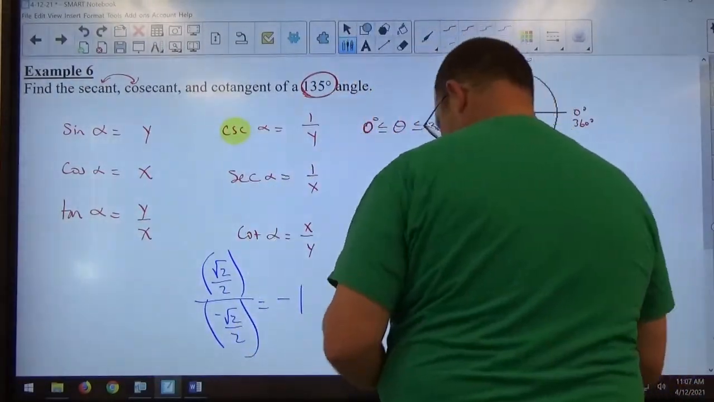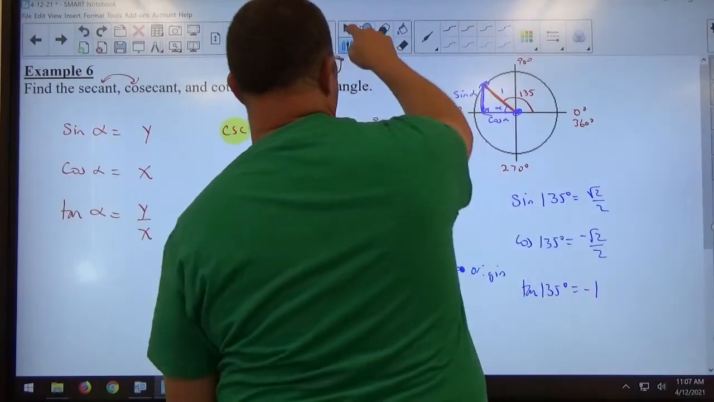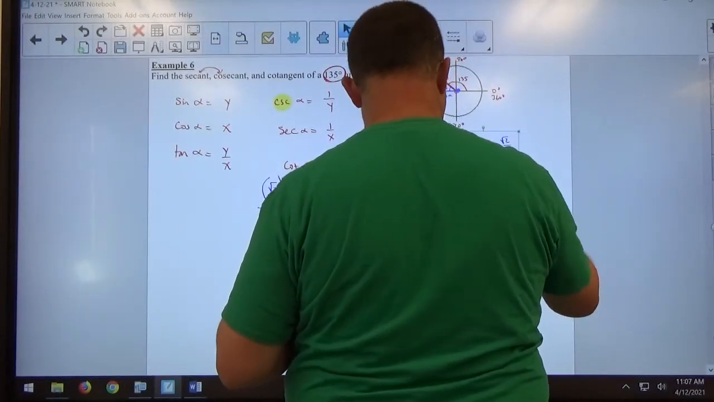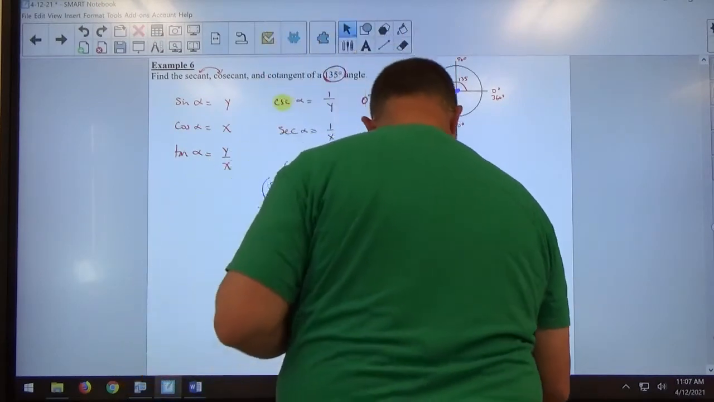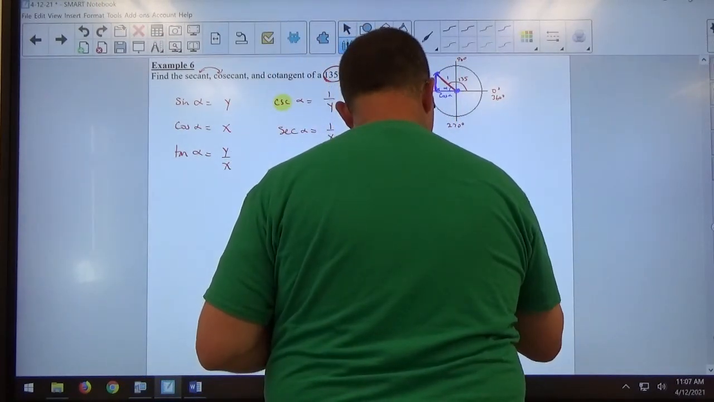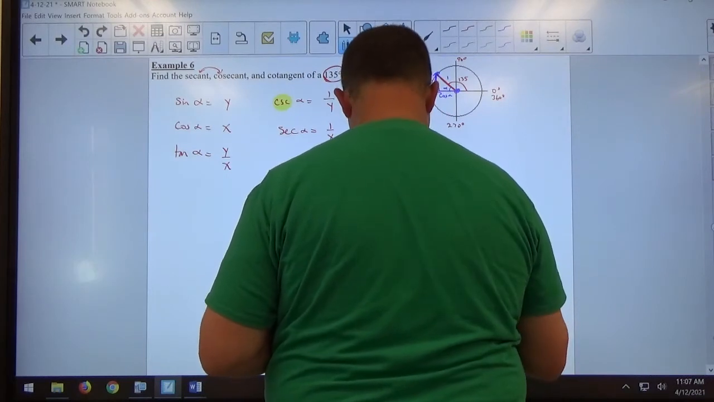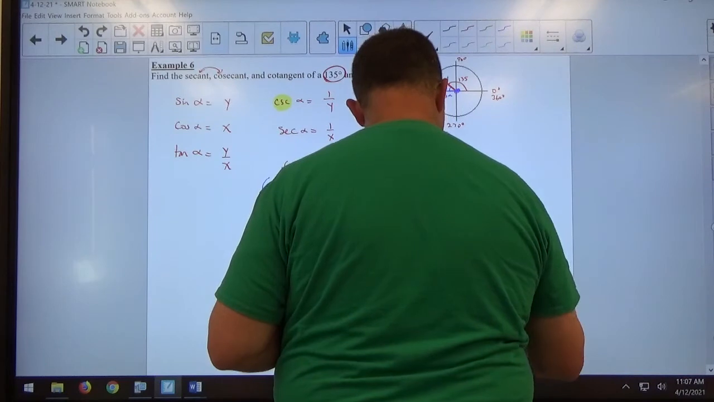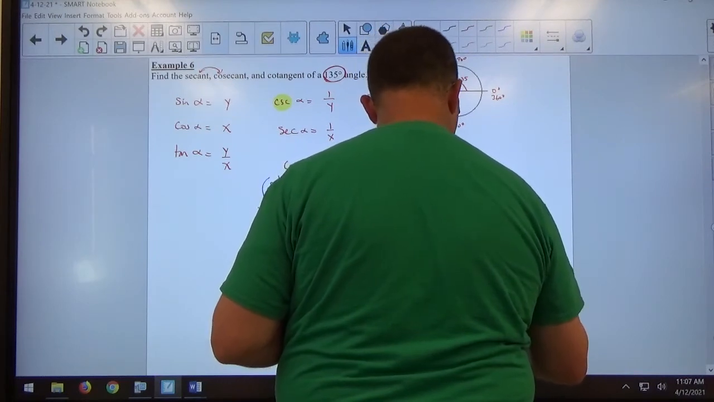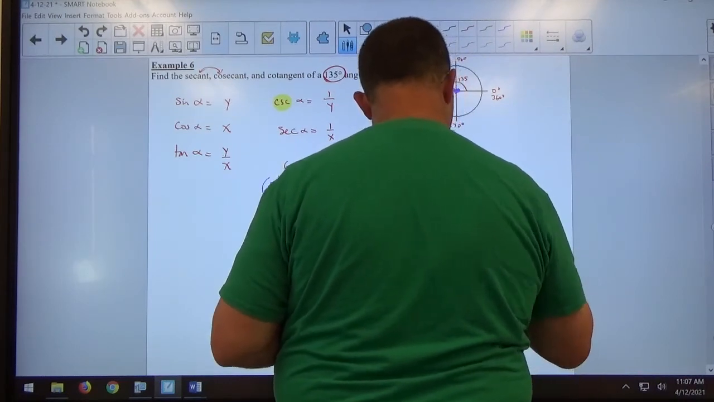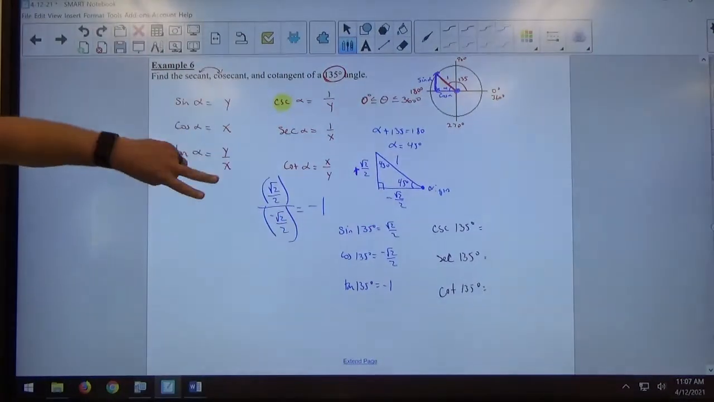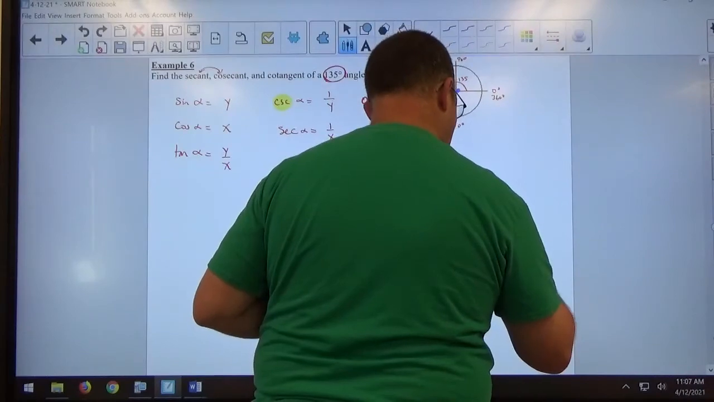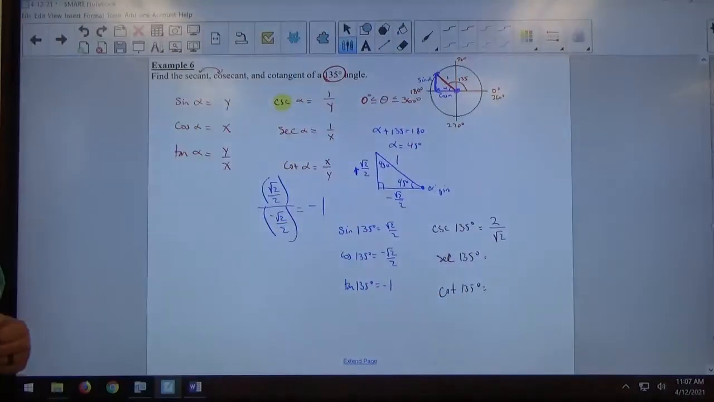Reciprocal functions, cosecant, secant, and cotangent. Let me extend my page here so I have room to write my answers. Cosecant of 135 equals something. Secant of 135 equals something. And cotangent of 135 equals something. Cosecant's reciprocal sine. If I flip that over, I'm going to get 2 over the square root of 2. Is that a good form for a final answer? How do I fix it?